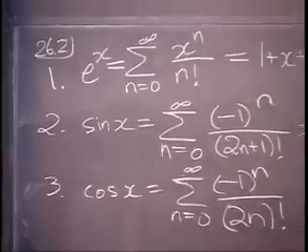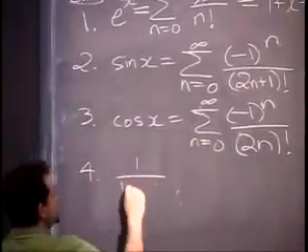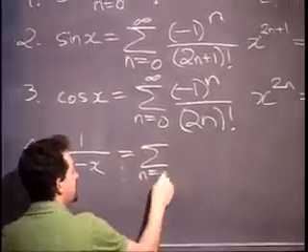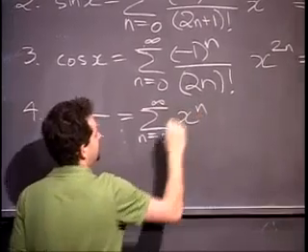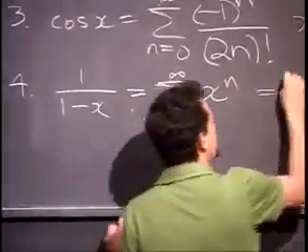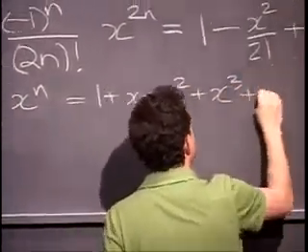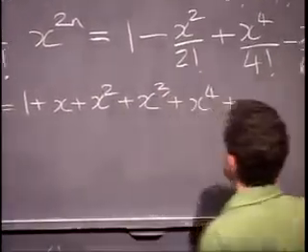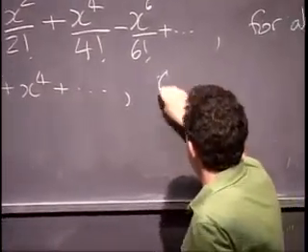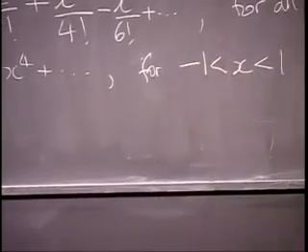I've got to give you the 2 other series. The 4th one is the geometric series. This is a series for 1 over 1 minus x, and that is the sum of just x to the n. Simplest power series you can possibly write down. It's just got all coefficients 1, and so on. But this is only true for x between minus 1 and 1. The ratio has to be between minus 1 and 1.